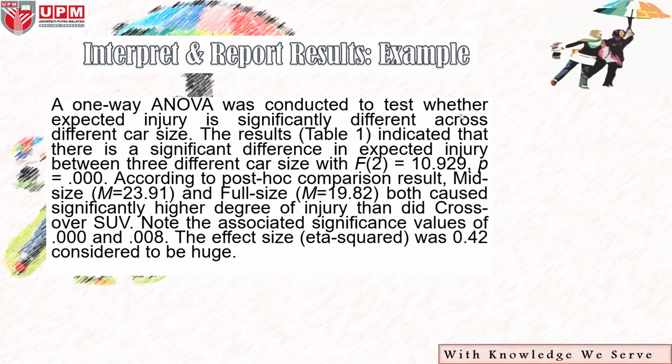Okay, next one. Okay, note the associated significant values of 0.000 and 0.008. So the effect size eta squared was 0.42, considered to be huge. Besar dia punya effect size ni. Maksudnya the differences are significant. So kalau those in the automotive industry, they will be interested lah in this finding.